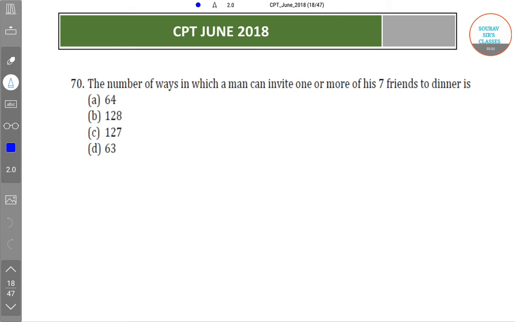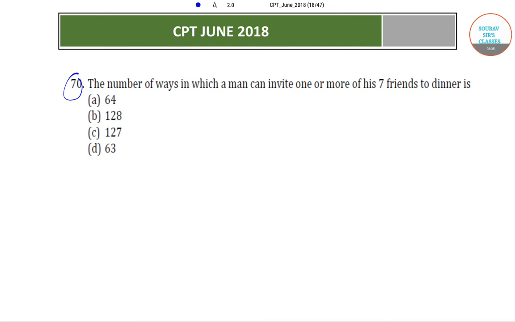The next question is fairly straightforward. In question number 70, we need to find the number of ways in which a man can invite one or more of his 7 friends to dinner. The options are 64, 128, 710, 27 and 63. So he can invite 1 friend, or 2, 3, 4, 5, 6 friends, or even all of his 7 friends.